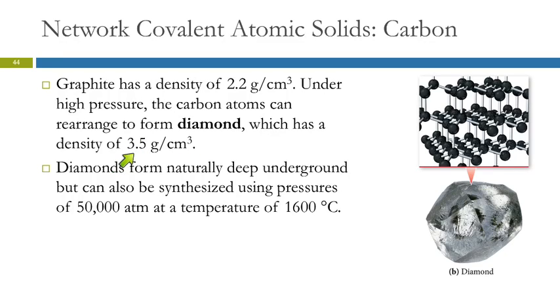Diamonds are more dense. They have a density of 3.5 grams per cubic centimeter. So the diamond structure, again, we see the hexagons of carbon, but now the covalent bonds are extending in 3 dimensions instead of just 2 dimensions.